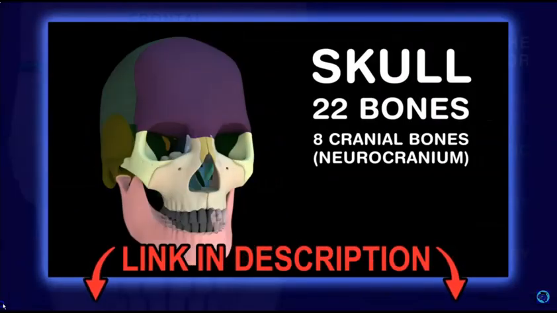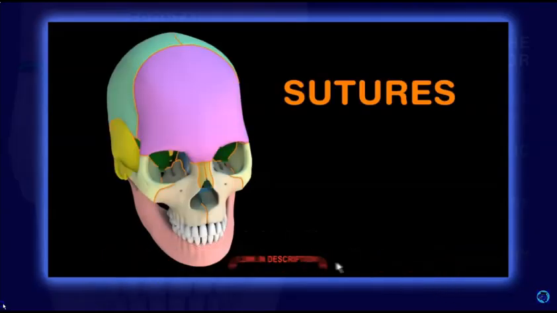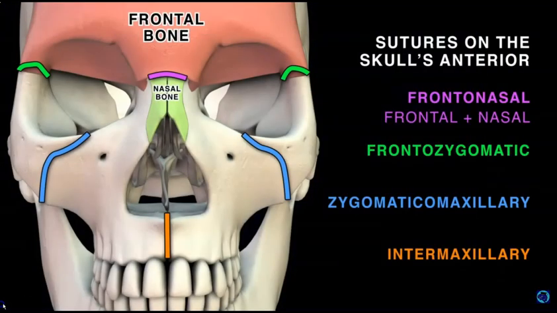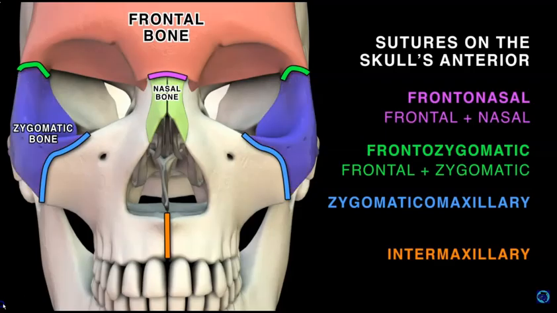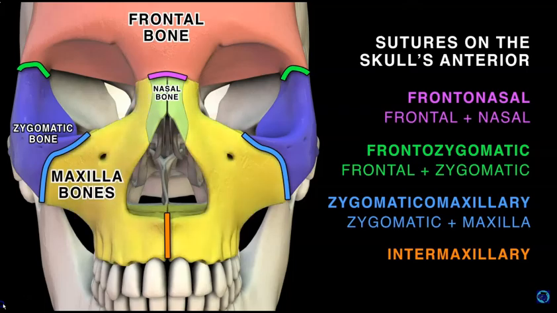If you need a review of the bones of the skull, check out our videos, which are linked in the description. The frontozygomatic suture is found between the frontal bone and the zygomatic bone. The zygomaticomaxillary suture is between the zygomatic and maxilla bones.